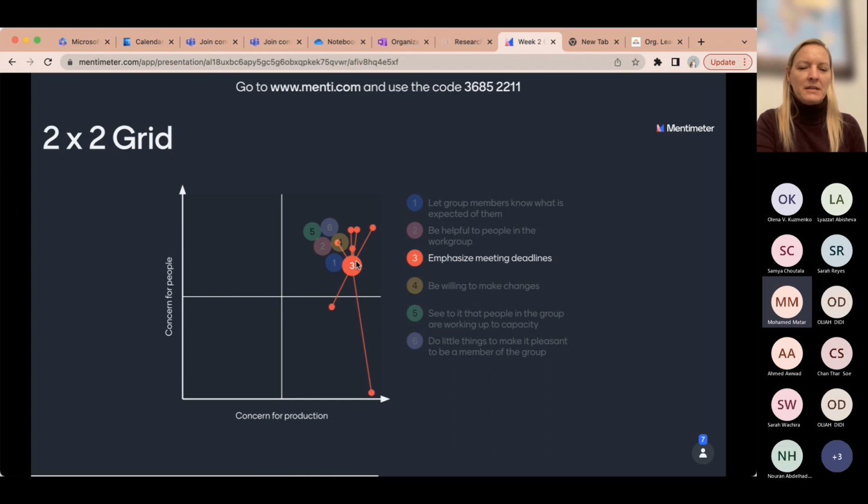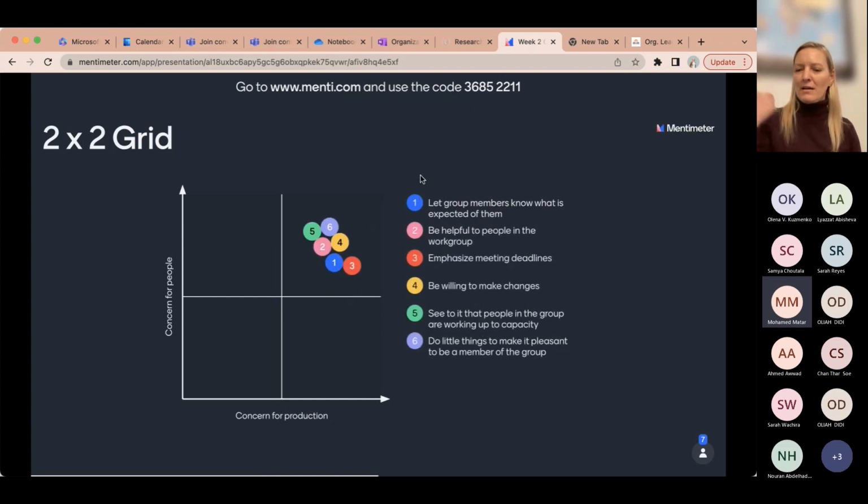Question: Nelson Mandela could be selected also as one of the transformational leaders as well? Absolutely. Yes, absolutely. That would be an excellent example.